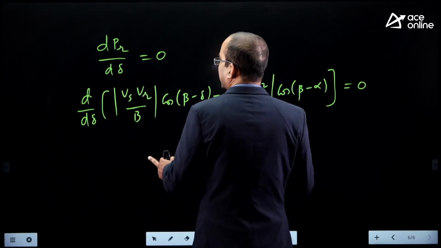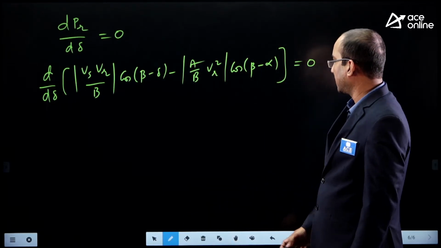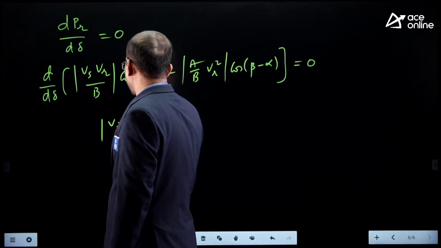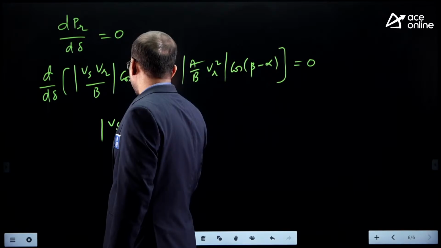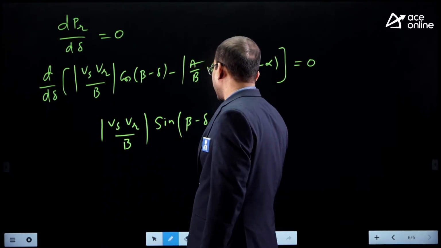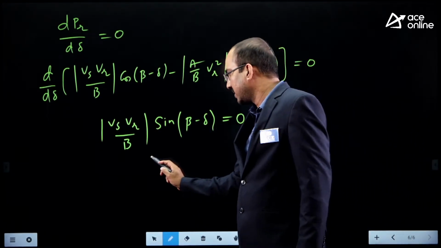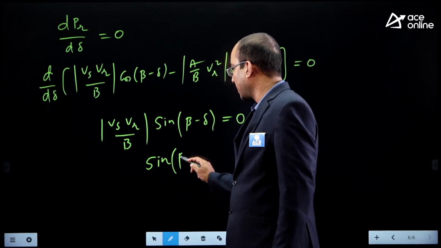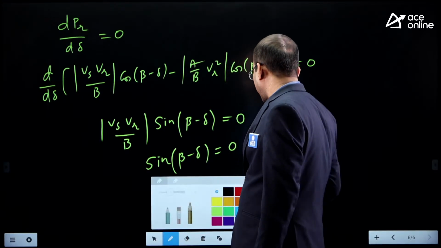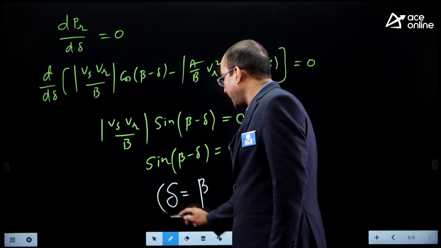If you differentiate this with respect to the variable and equate to 0, what do you get here? Vs VR by B sine of beta minus delta is equal to 0. Now the only term that you can equate to 0 is sine of beta minus delta equal to 0. So when will you get the maximum real power transfer? When delta is equal to beta.